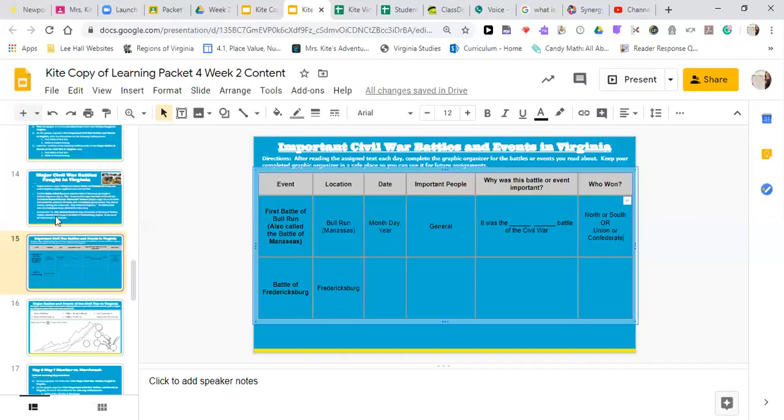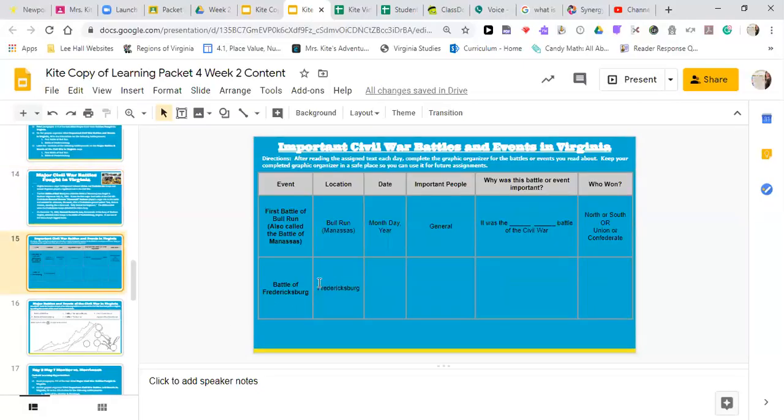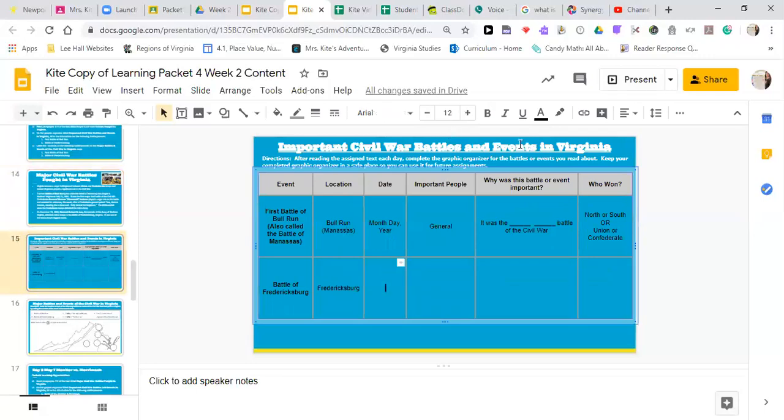Now, when we come back up in our third paragraph, we're going to talk about the Battle of Fredericksburg. On December 13th, 1862, General Robert E. Lee, commander of the Army of Northern Virginia, defeated Union troops in the Battle of Fredericksburg, Virginia. It was one of the Union Army's biggest losses. So when we come back to the Battle of Fredericksburg, we see that our location's filled out. It took place in Fredericksburg, Virginia, Bull Run or Manassas, Virginia. So these battles were all Virginia, as it tells you here, so you don't need the Virginia part. Again, this gives us a specific month, day, year. Important people was General somebody.